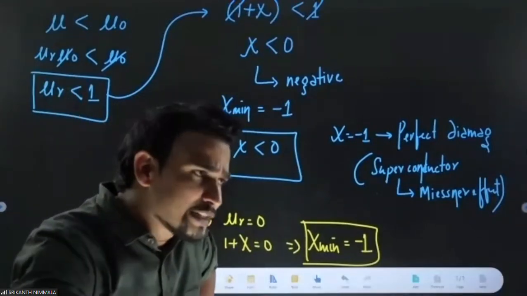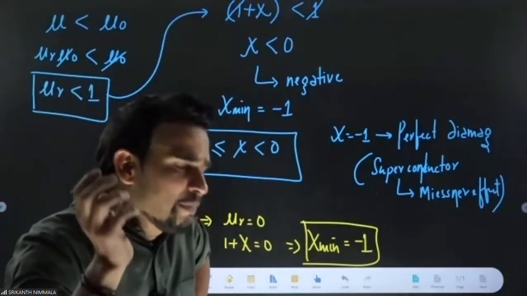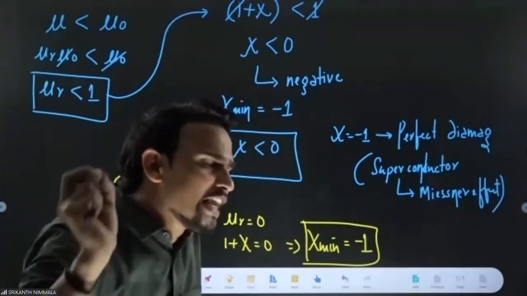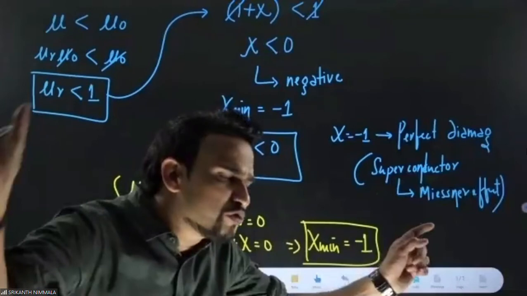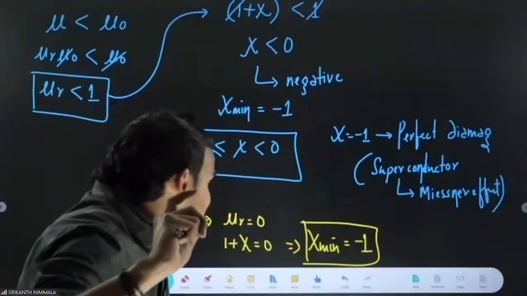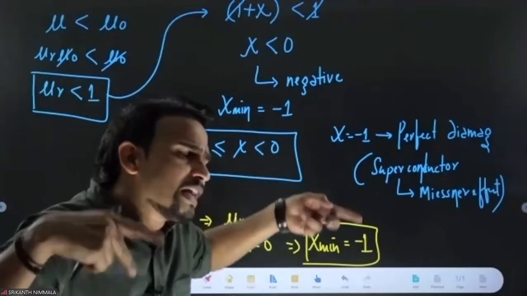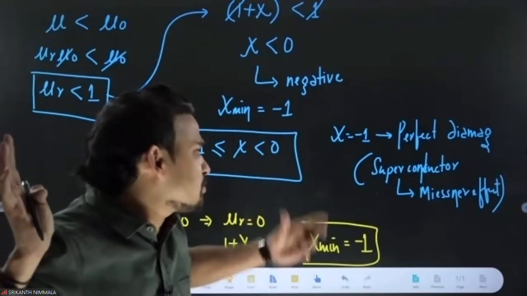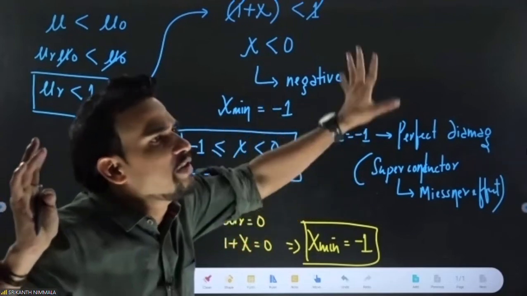Mu R less than 1 means xi becomes less than 0. That means xi is negative, but all negative values are not possible. The minimum value of xi is -1. So xi ranges from -1 to 0, and 0 is also not possible; less than 0 is possible. If xi becomes exactly -1, we get a perfect diamagnet, but such materials are superconductors, explained by Meissner. So this is how we have talked about it.